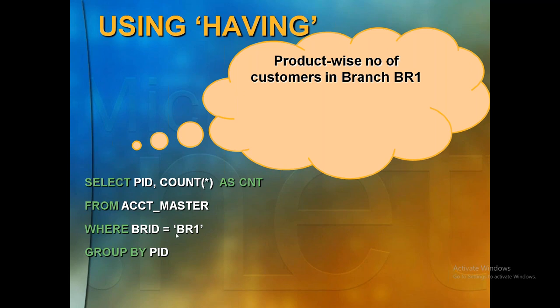Product wise. So it is filtering, grouping by product, then count. How is the execution going to happen? First the from clause, then the where clause, then the grouping clause, then the aggregation, then the display.